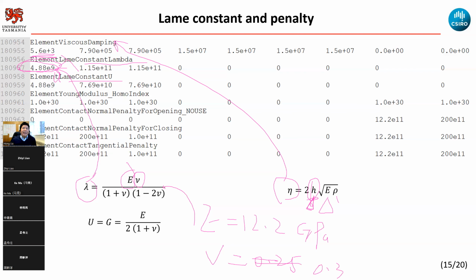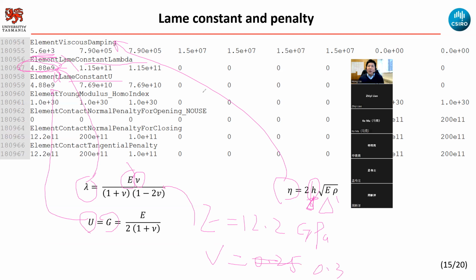Then for the mu, this is the second Lamé constant, which is actually the shear modulus. So you use this formula, you calculate that, and then give that in the input parameter. So that's given in here. Then the remaining one is the homogeneity index. That's the same concept as what we introduced before, and the same as the construction in our RFPA.